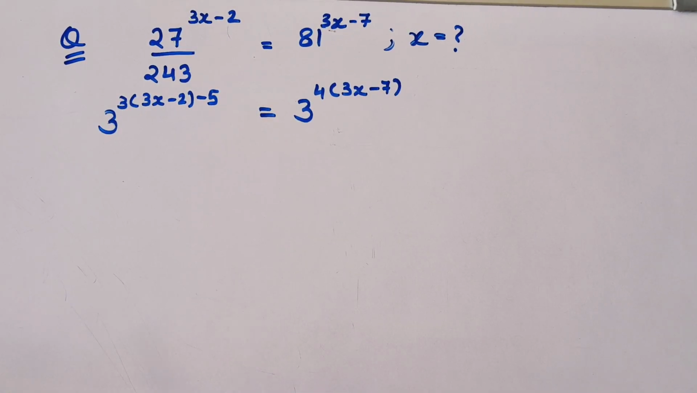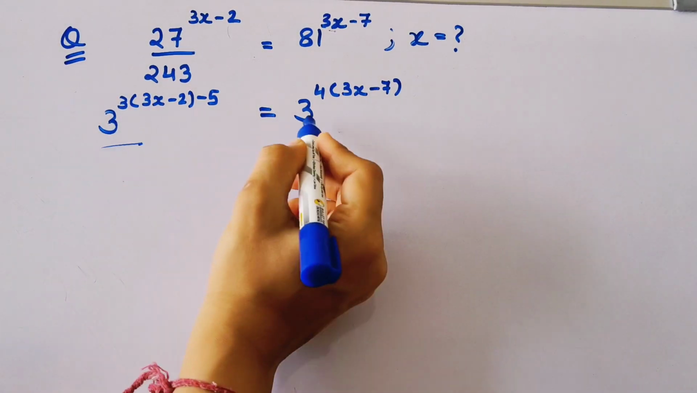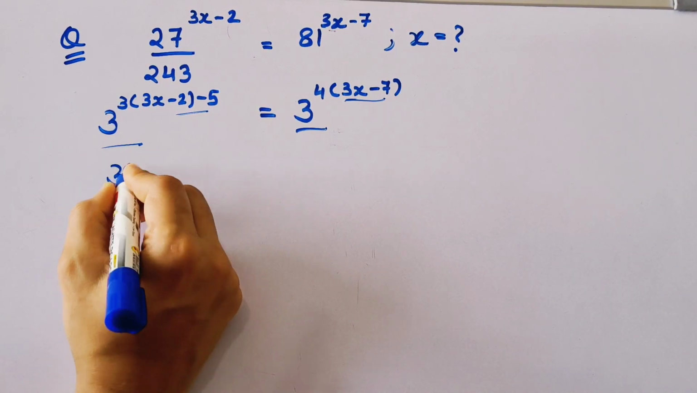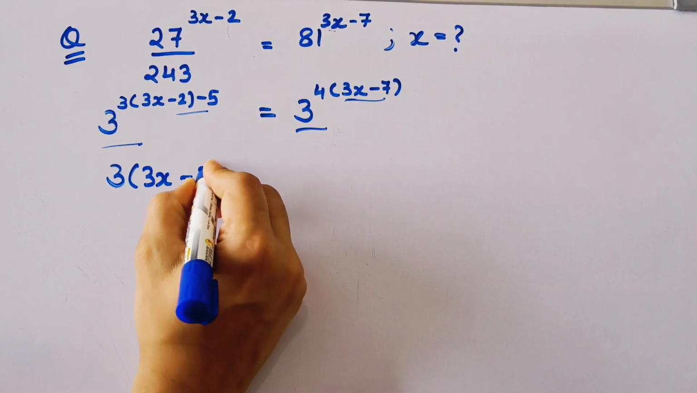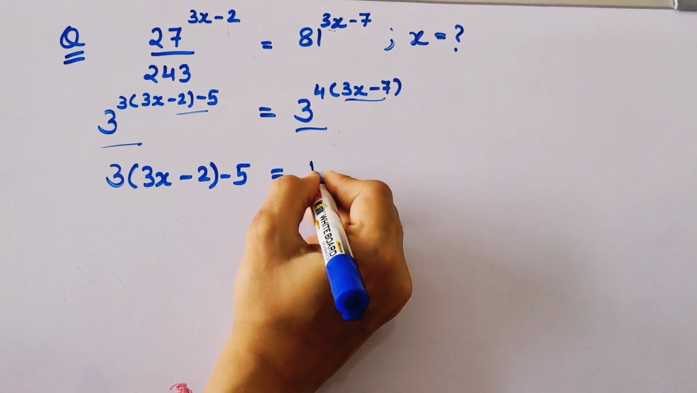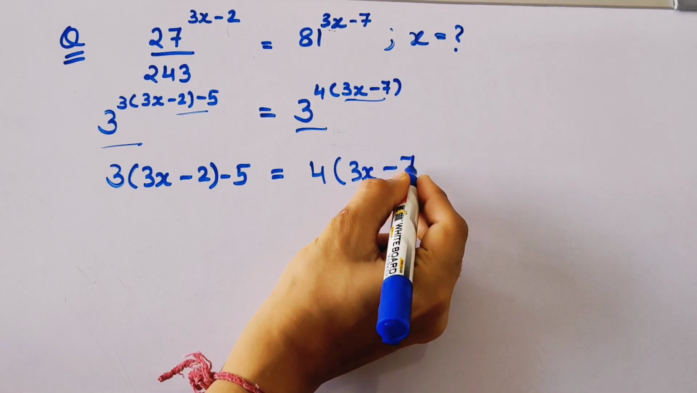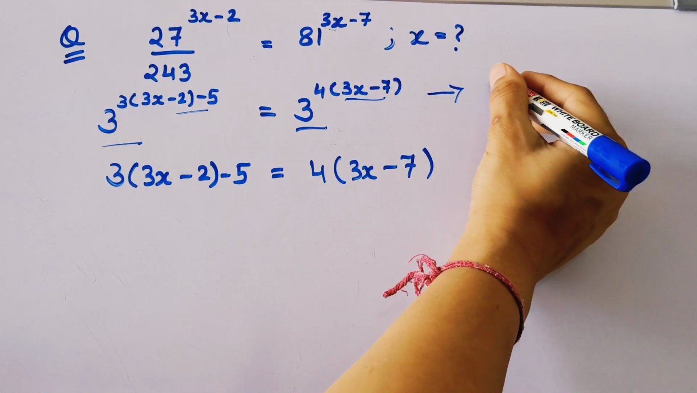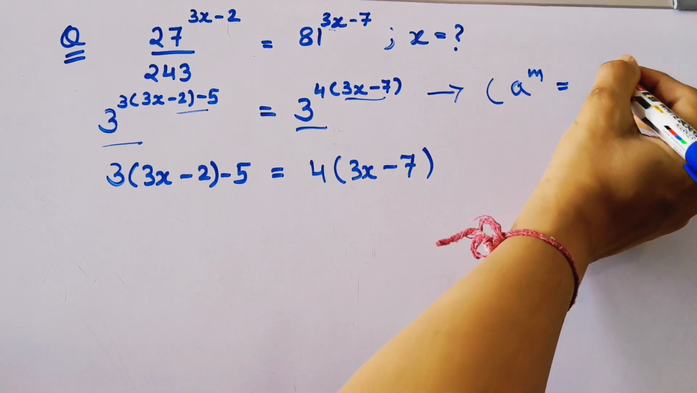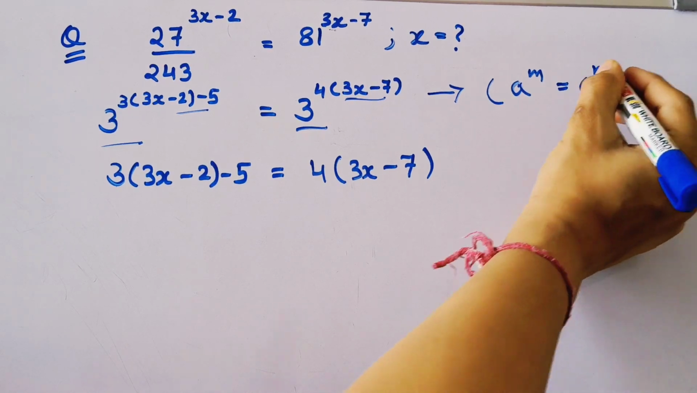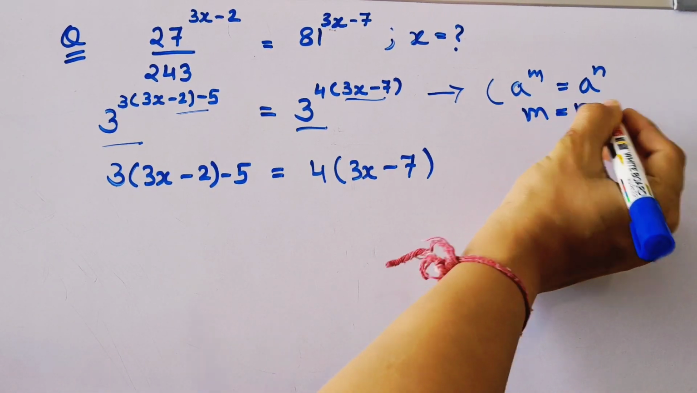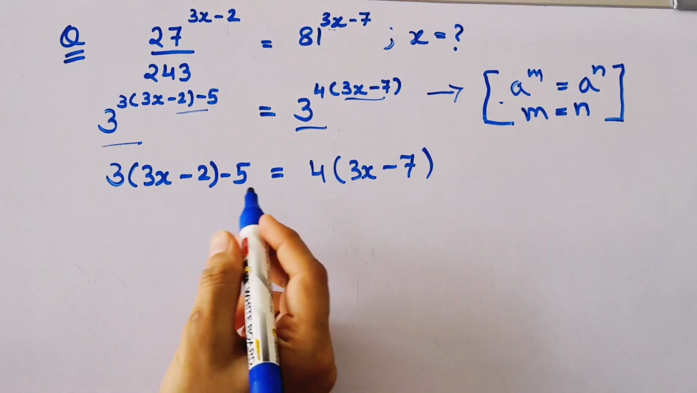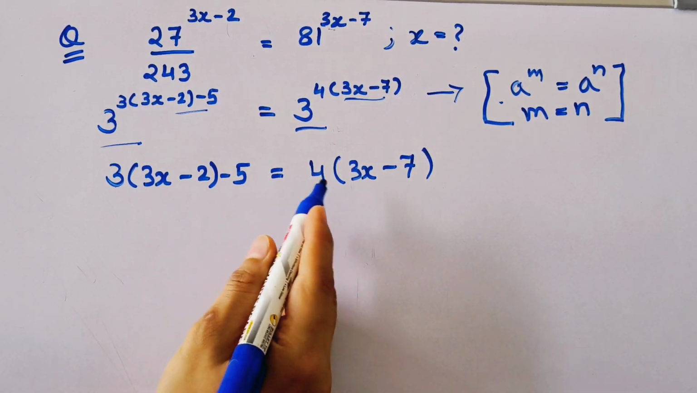Now we have a common base, so we are equating the powers. So 3 into 3x minus 2, minus 5, equals 4 into 3x minus 7. Our rule is that if a to the power m equals a to the power n, then we can write m equals n. If we have a common base, then we can equate the powers. Okay, so now we'll simplify this equation.